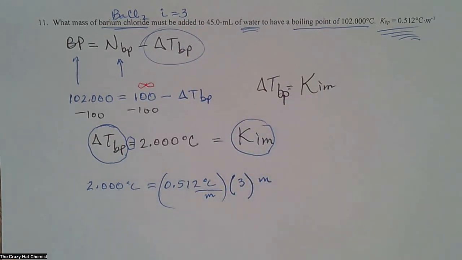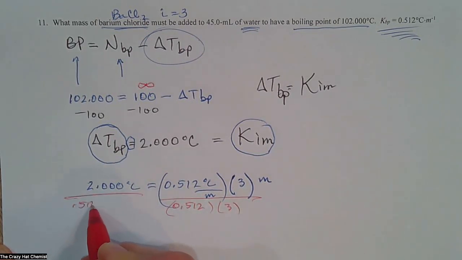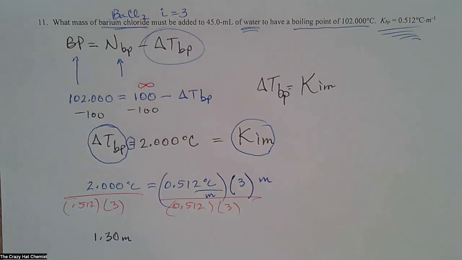Okay, now I've seen students solve this problem in many different ways. We could break up that molality term into little bits and pieces here, and that is the moles of the solute divided by the kilograms of solvent. But actually, it's going to be easiest if we just solve for the molality here. So we're going to solve for the molality. We're going to divide both sides by 0.512 and 3. So now we're going to get the molality is equal to 1.30 molal.